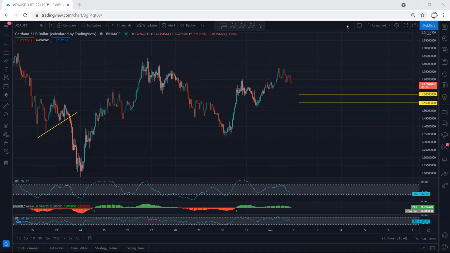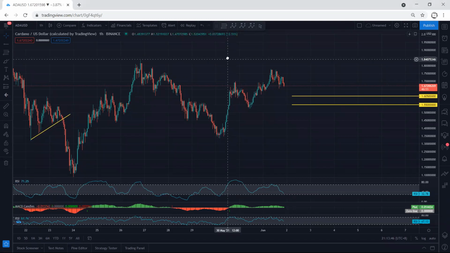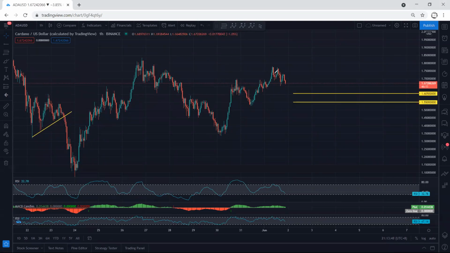ADA, we start with the 1 hour chart. We want to see how we can look for a trade. First of all, if we refer to our analysis in my last video, when the price was at this move, we mentioned we have a divergence. We're looking for a sell, and this is what we get. That's why we mentioned we're looking for the short-term sell.